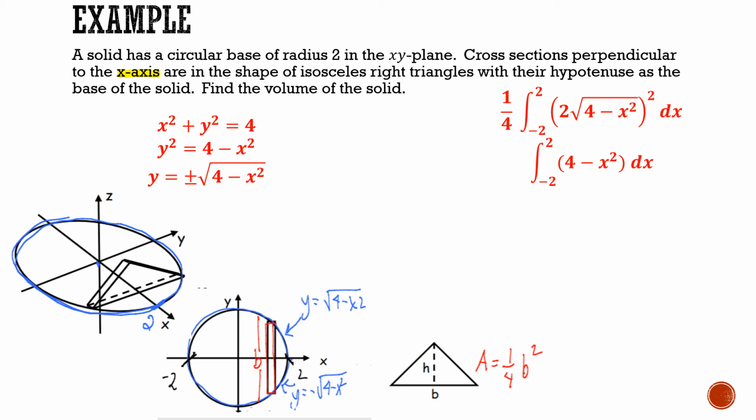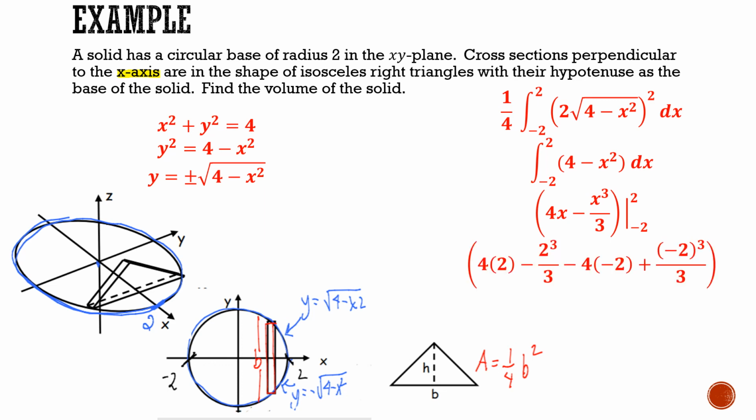Now simplifying that out, I'm going to get the integral from -2 to 2 of 4 minus x squared. Integrating that, I'm going to get 4x minus x cubed over 3 from -2 to 2, and then plugging that in and simplifying, you should get a final answer of 32 over 3.